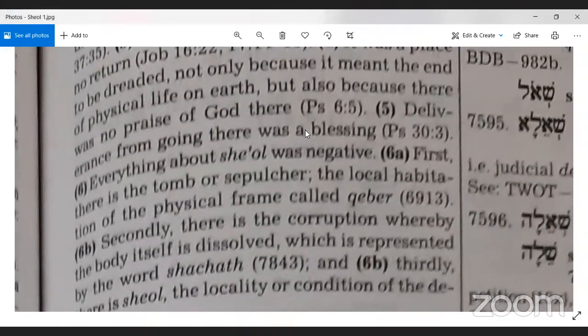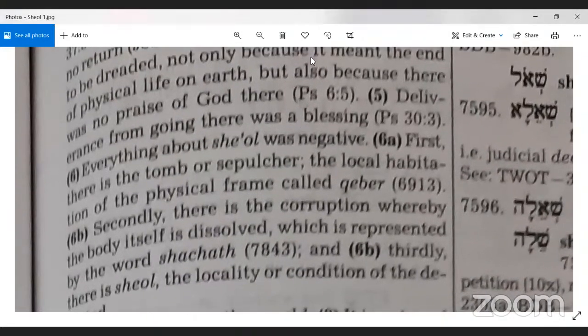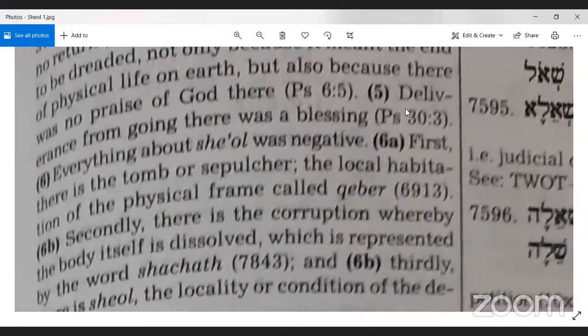Caesar's Messiah. That was very enlightening. Okay, so let's go to number 5. Let me blow this up again. Deliverance was, do you want to read it, Lewis? Deliverance from going there was a blessing. Psalms 30, verse 3. Everything about Sheol was negative. 6a. Can we stop right there? Sure.